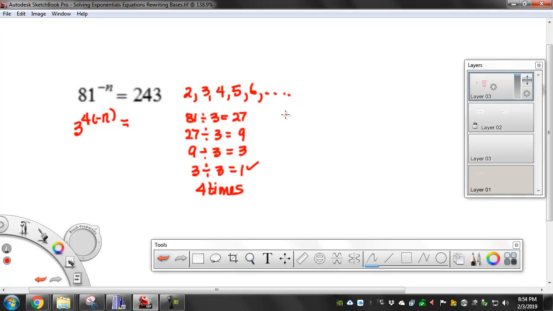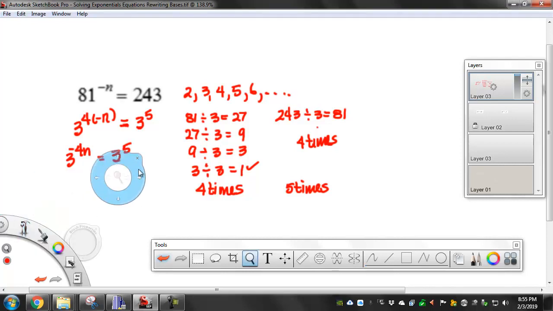Now we'll go ahead and do this other side. We'll start dividing 243 by 3. That'll give me the 81. So you can see once I get 81, I go 4 times down to get 1. So this will be 4 times, plus that 1, so this is a total of 5 times. So now 243 has to be equal to 3 to the 5th power. Now let's go ahead and simplify these two exponents. I've got 3 to the 4n, and it's a negative 4n, equals 3 to the 5th.